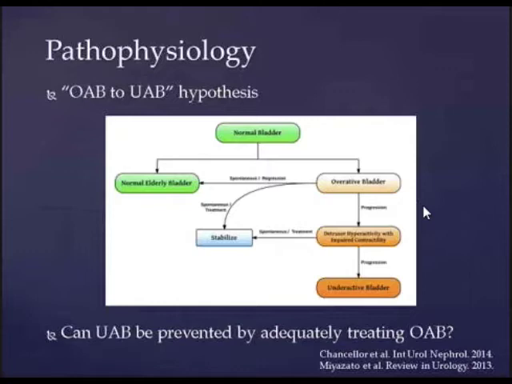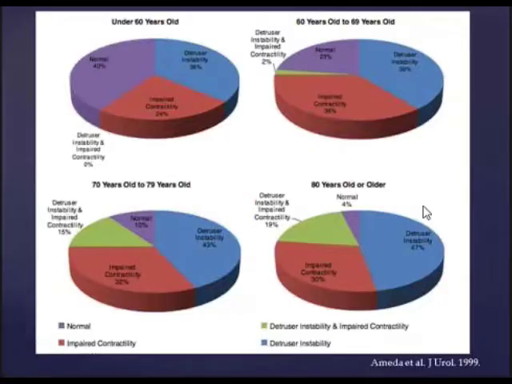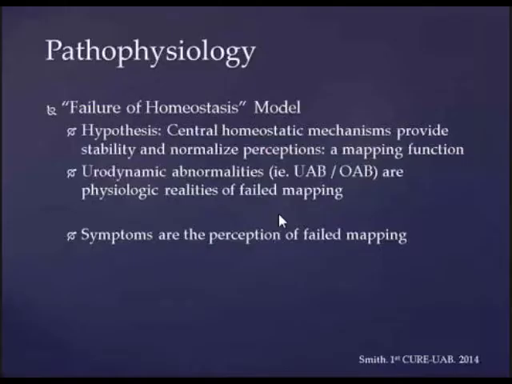To look at this a little more thoroughly, there's epidemiologic data that shows this interesting condition called detrusor hyperactivity impaired contractility. And as you can see, as you move up in age, this green wedge gets bigger and bigger, meaning that the bladder has more instability, but also more incidence of impaired contractility. So that sort of gives weight to the overactive bladder to underactive bladder theory.